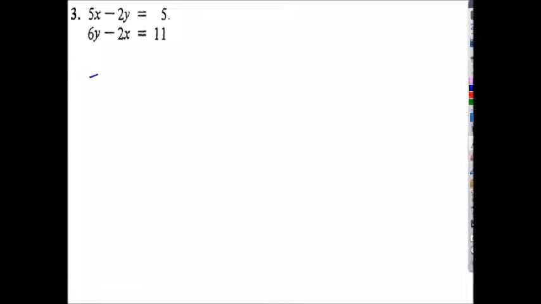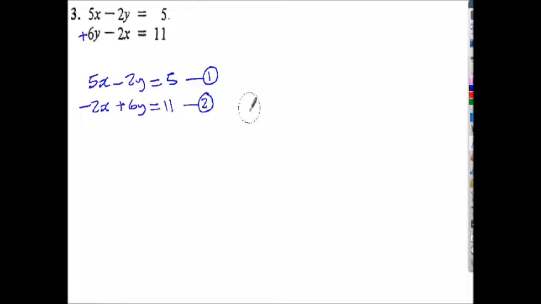So I'm just going to write the equations again, 5x minus 2y is equal to 5. And I'm just going to rearrange the other equation. I get negative 2x plus 6y is equal to 11. Just written them slightly different. Don't forget it's a positive 6y there. Same approach as last time now. I'm going to label this as equation 1 and label this one as equation 2.